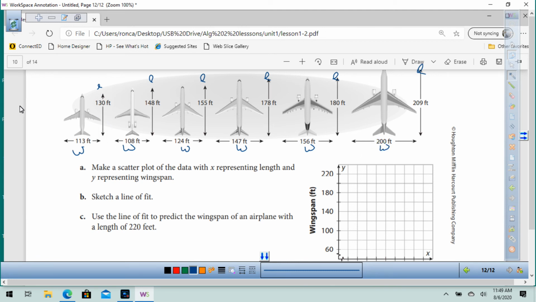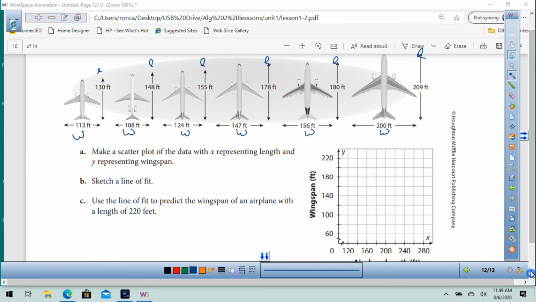So each one of these is going to be a point. This one here is going to be 130, comma 113. So let's find that spot. 130, and I'm assuming that's 120. Let's see. 120, and then we'll go down a little bit. We'll say that's right there.